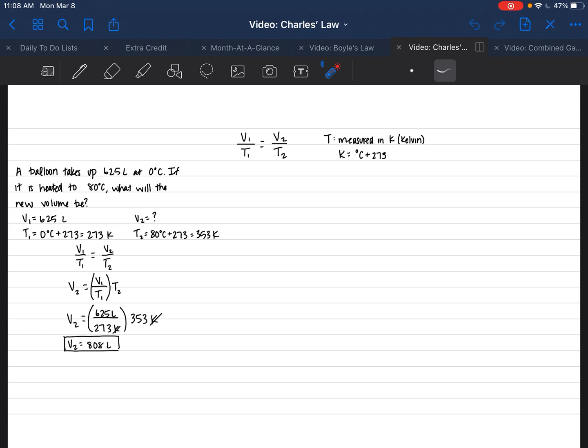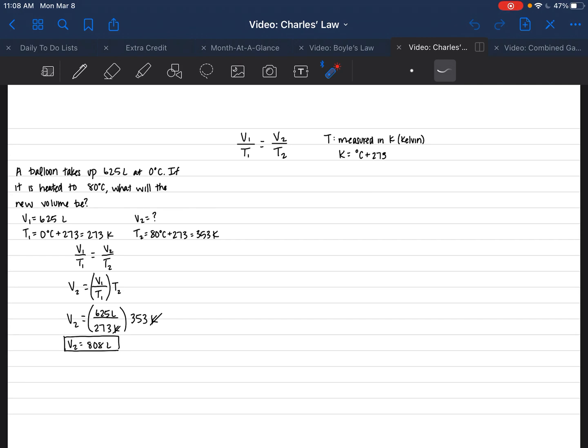In the second temperature, which was also given in Celsius, I've done 80 plus 273 to get our temperature, which is 353 kelvins. All right, so now we know we're solving for V2, or the second volume. I took our initial equation that we just talked about, so V1 over T1 is equal to V2 over T2. Multiply both sides by T2 to get that V2 by itself. Here's the equation I'm working with. That second volume is equal to V1 over T1 times T2.